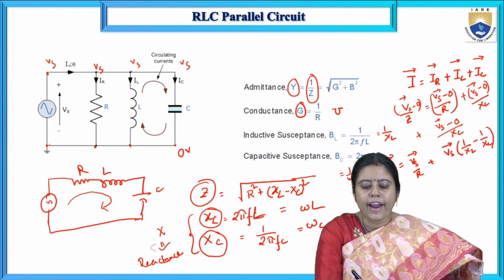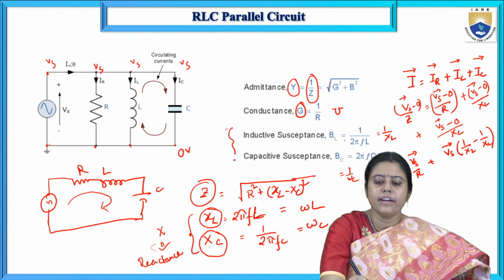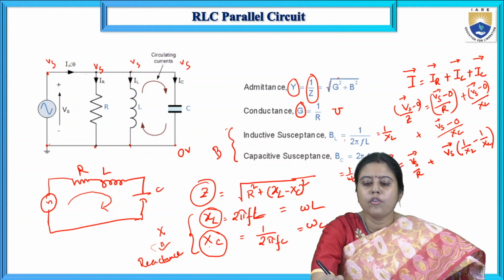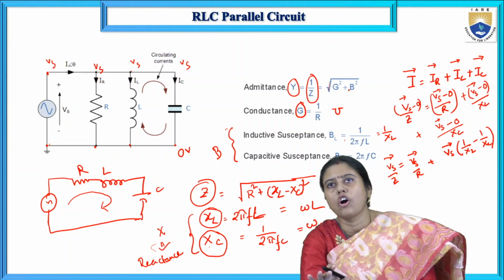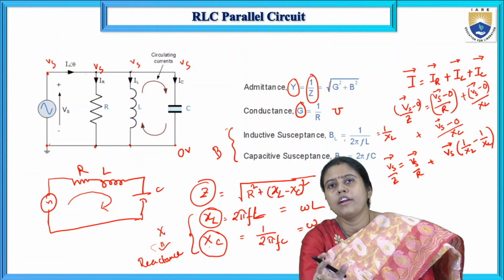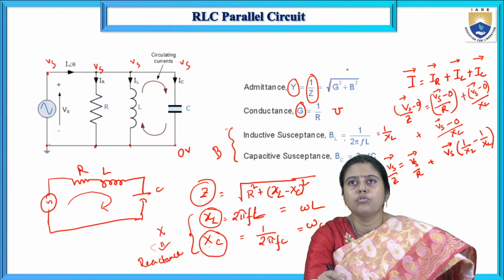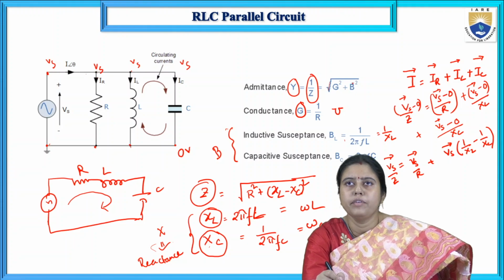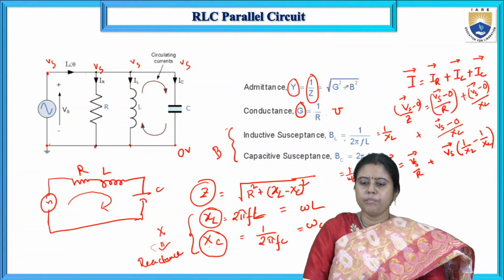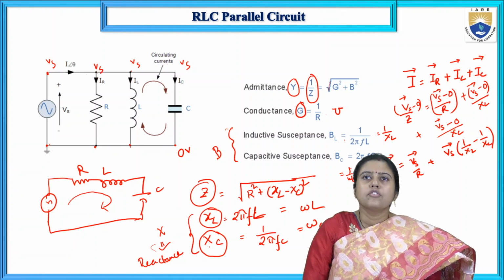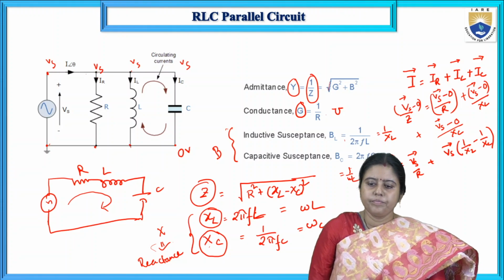As we write XL and XC together as X, here BL and BC are both written together as B, and the equation changes. This is only the magnitude; we are not talking about direction. Taking only the magnitude, Y is equal to the square root of G square plus B square, where G is equal to 1 by R and B is made up of BL and BC. So this is the basics of an RLC parallel circuit.